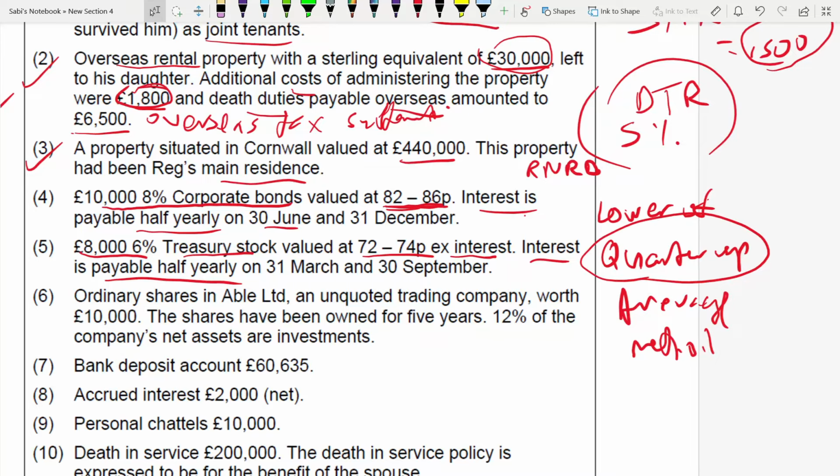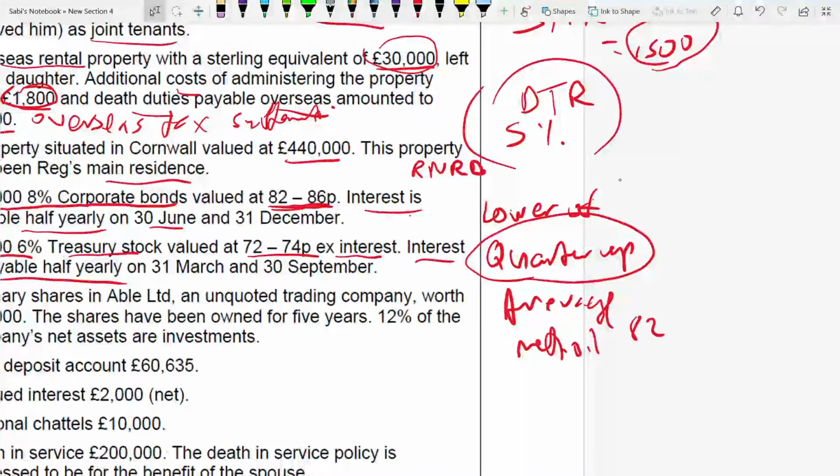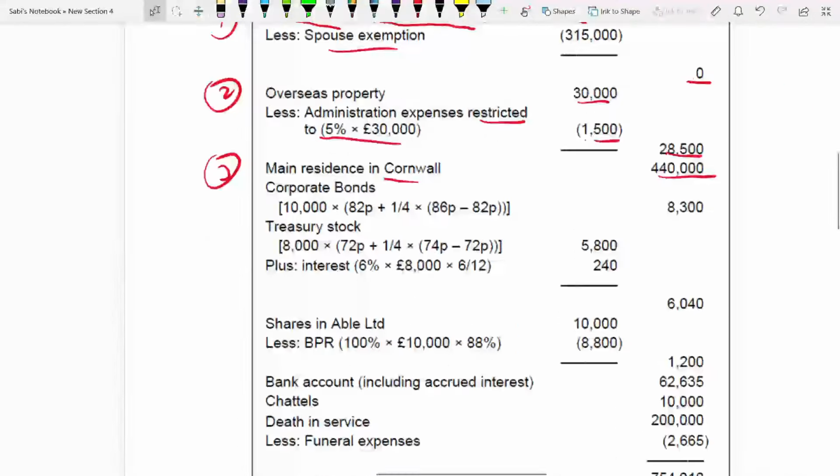We'll see how. See, first average we can easily do. Just 82 plus 86, low and high, divide by 2. It's 84. Where is quarter up? Okay, quarter up method is shown here. Quarter up will give you a lower price. Average is giving you 84. Quarter up is 83. You see, this is the quarter up method, multiplied with the 10,000. So 82, the lower price, plus 1/4 into high minus low, into 10,000. So 8,300. That means it was 83 pence into 10,000.